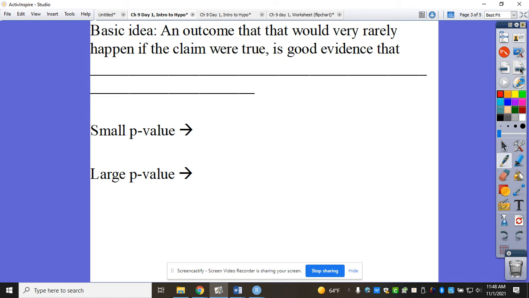So an outcome that would very rarely happen if the claim were true is actually good evidence that what? The claim is not true. So if we got something like 0.0062 for him, okay, maybe it's just the fact that you really can't run a 5-minute mile. So don't write what I'm writing off to the side because you're not going to have room to do it and it's not going to make sense to this.